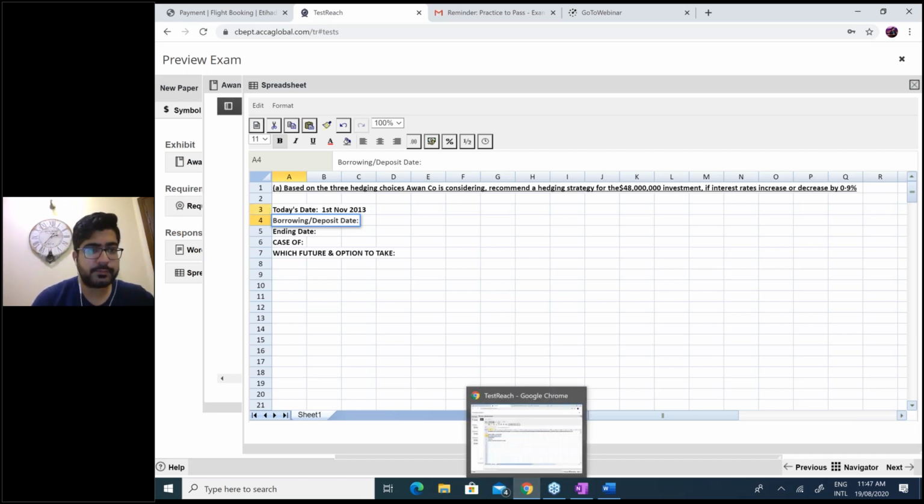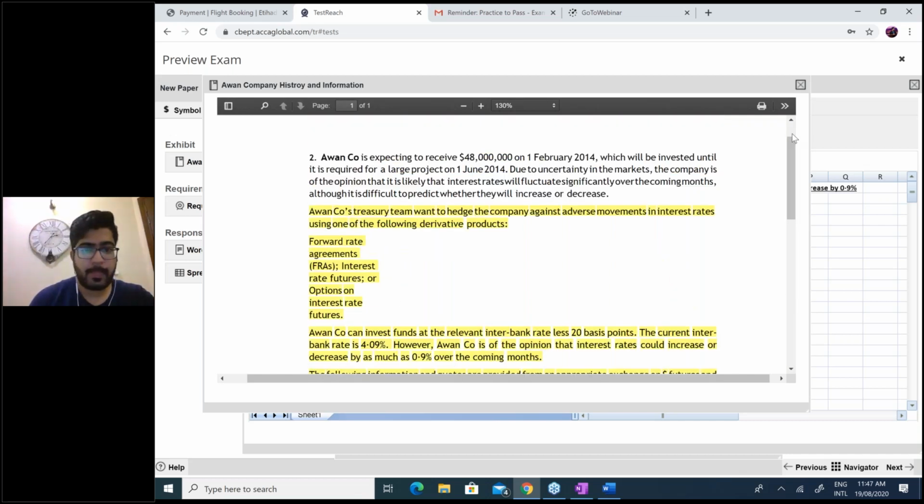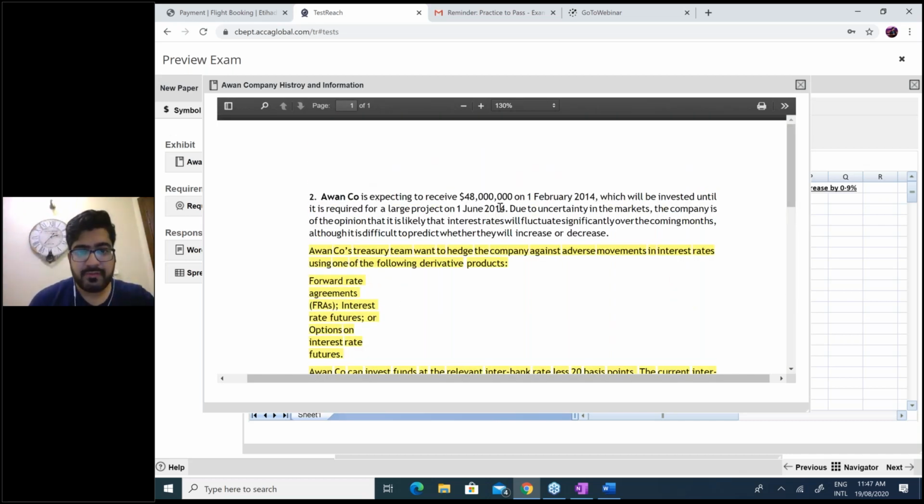Go back to the question. Awan is expecting to receive 48 million on 1st Feb 2014, which will be invested. Invested means deposited. So when are you planning to invest or deposit? 1st Feb 14.